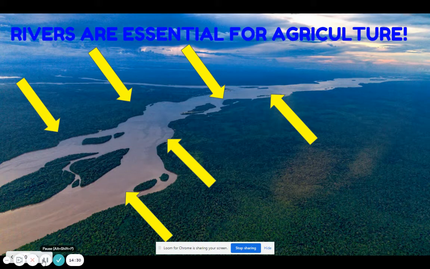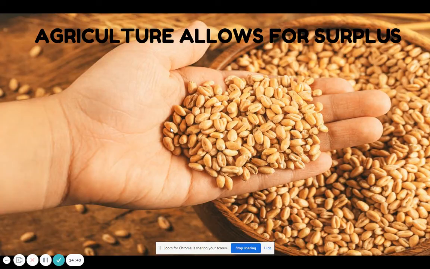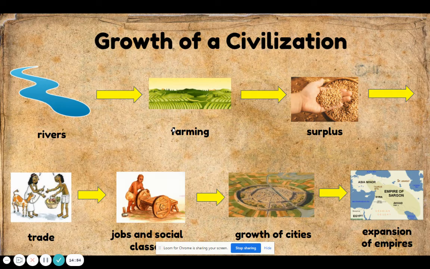So to sum up, rivers are essential for agriculture. You cannot grow things without rivers. Agriculture is the key to civilization. You cannot have a civilization without agriculture. And agriculture allows for a surplus. You cannot have successful civilizations without a surplus of food. So all those three things are intertwined.